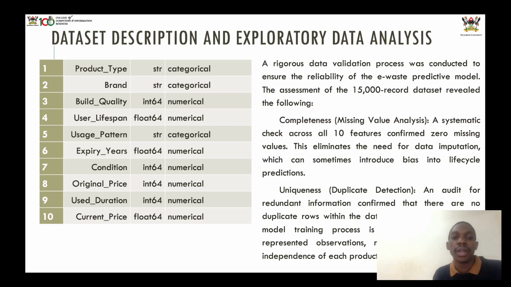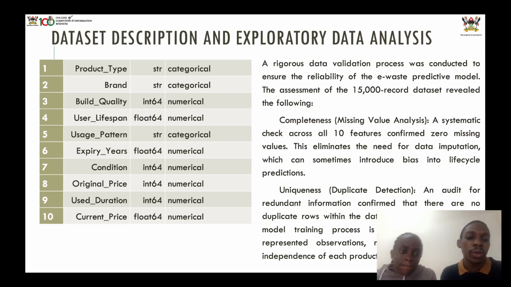So next we have the data description and exploratory data analysis. We conducted a rigorous data validation process to ensure the viability of the EOS predictive model. First of all, we realized that our data set was complete, had no missing values, and we didn't detect any duplicates. On the left is the table that shows the data description.